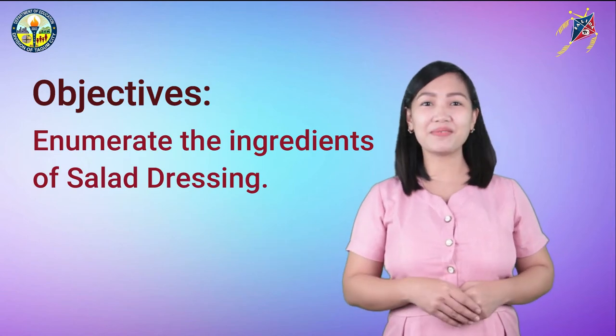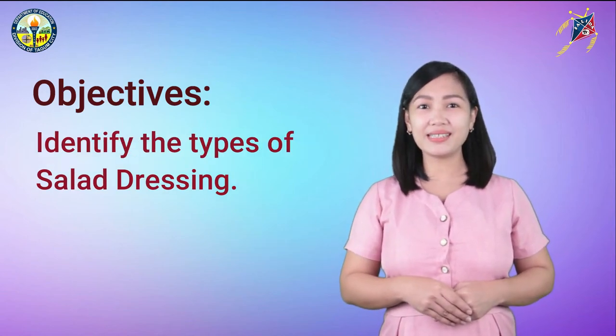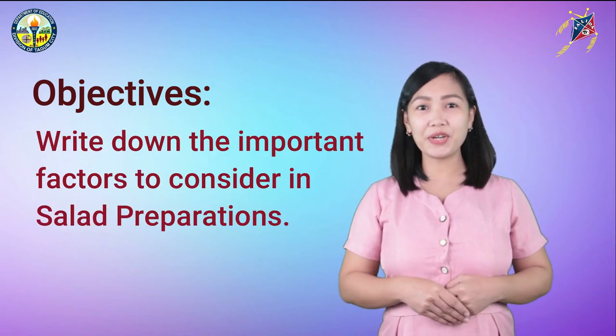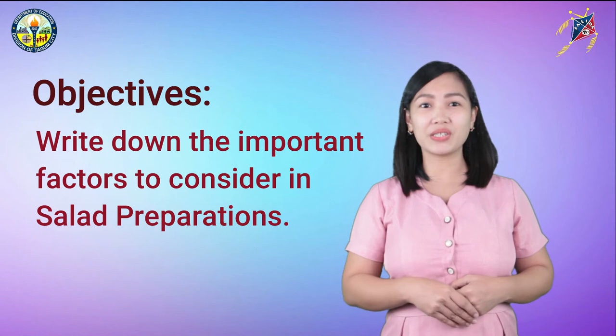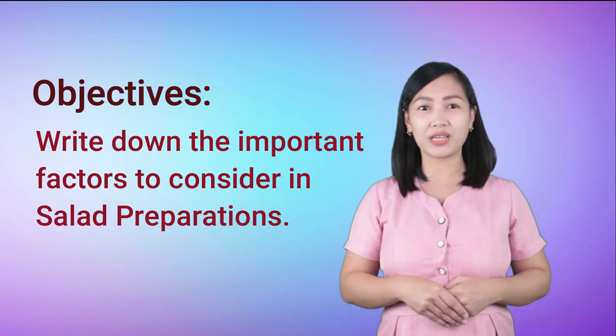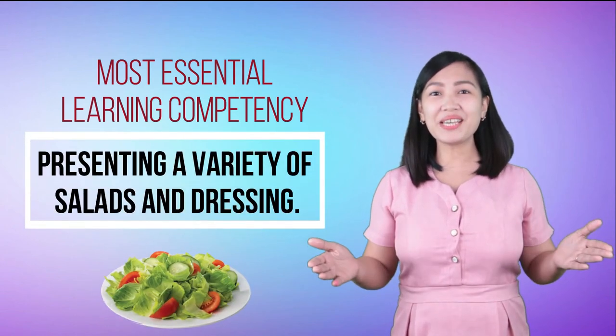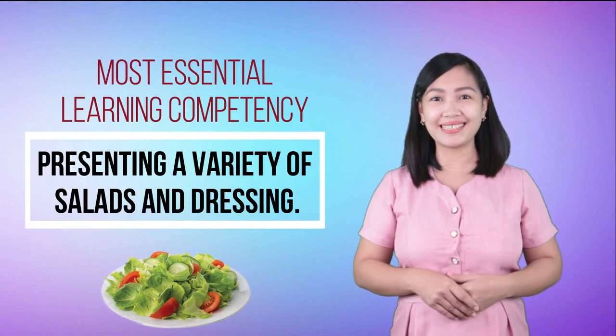Welcome to another lesson in TLE 9. Let's read first the objectives. At the end of the lesson, you are expected to first, enumerate the ingredients of salad dressing. Second, identify the types of salad dressing. And third, write down the important factors to consider in salad preparation, which lead us to our most essential learning competency, presenting a variety of salads and dressings.